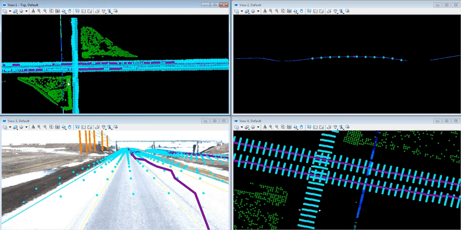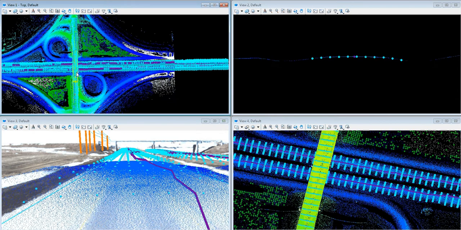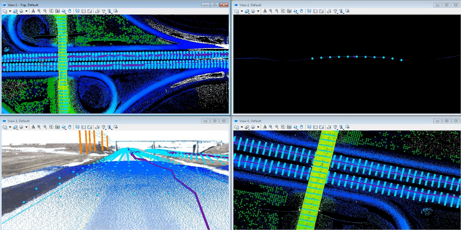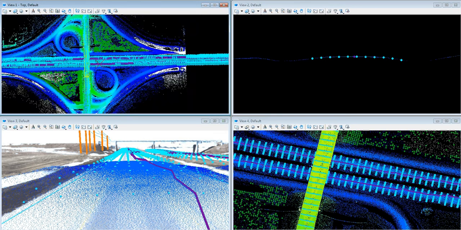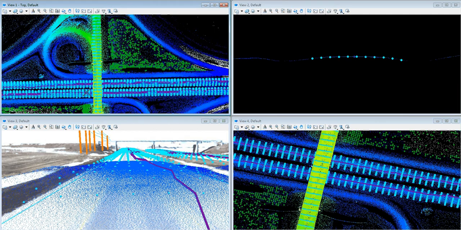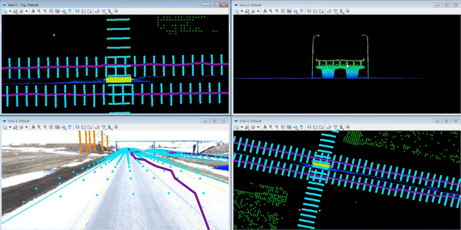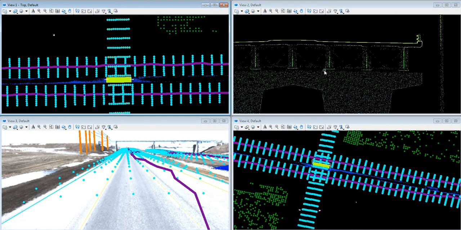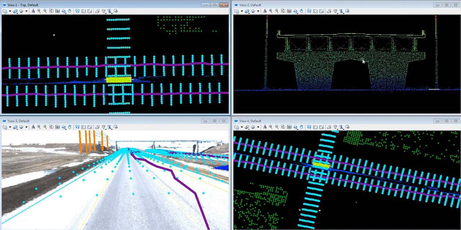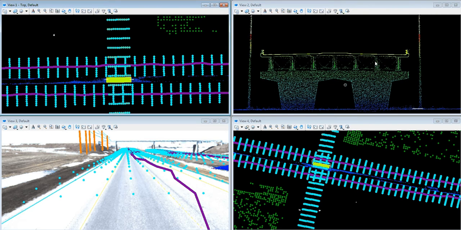As you can see, cross sections are very, very simple to create. They can be done along a prescribed corridor at regular intervals, or they can be done for any particular arbitrary point that is required. So in this case, the very center of the bridge, and you can see the detail that is included with the cross sections.